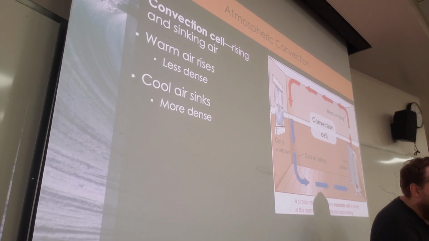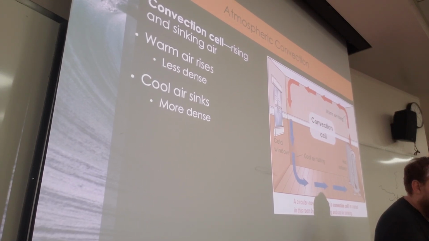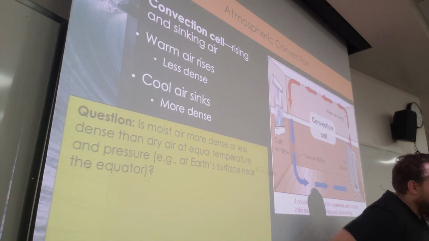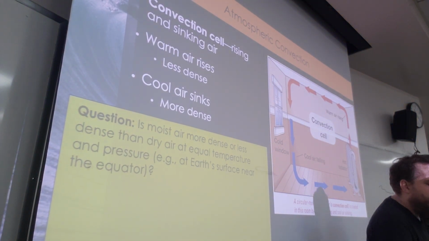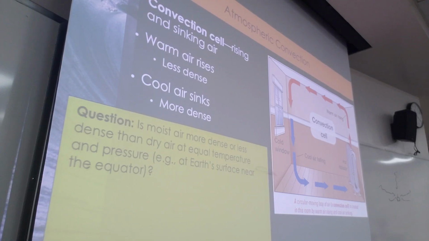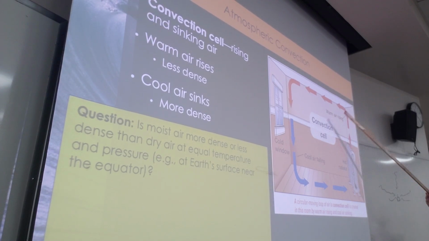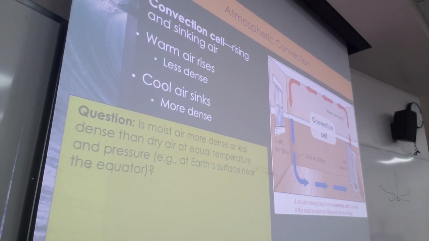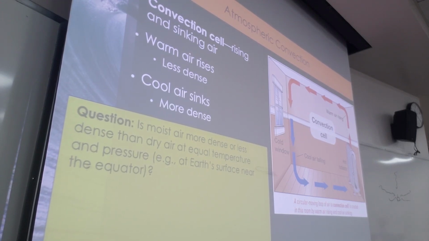It turns out that temperature is the main effect that causes convection, but there are also some interesting other effects that have to do with moisture. They're less important, but they're interesting. And so I'll just ask you a question. So if we have air that's moist, so this picture is just considering dry air, so zero humidity. But if we have moist air, so that the air has some water vapor content, all other things being equal, temperature, pressure, so for example, if you're at the Earth's surface, is moist air more dense or less dense than dry air? Anyone have an idea?